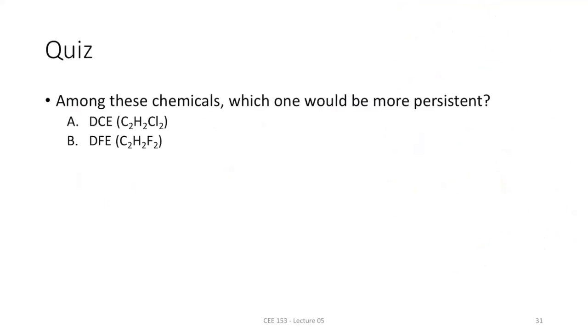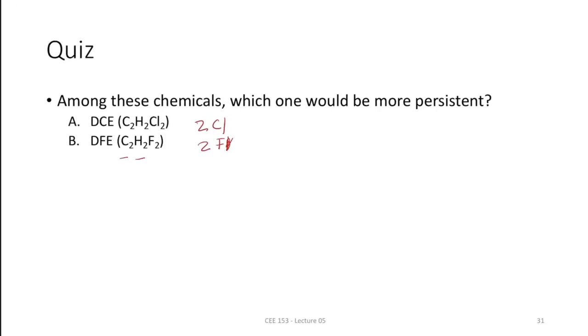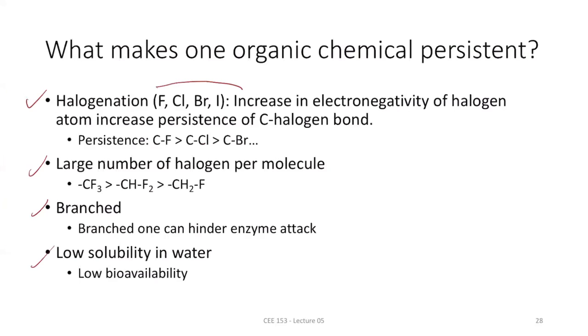So the difference between these two is, if you see, the carbons are the same, the hydrogens are the same. The difference is it has two chlorine, and it has two fluorine. So now if you see this original, think of the first one, persistence increases or decreases if you go in these directions.